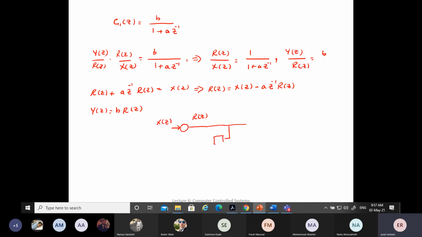So again, a delay unit of z inverse and then a constant a. So this is R(z) times z inverse times a subtracted from X(z). So I have modeled this equation. Now the output Y is equal to b times R(z). So all I have to do is put here a constant b, and that will be R(z) times b. That will give me Y(z).